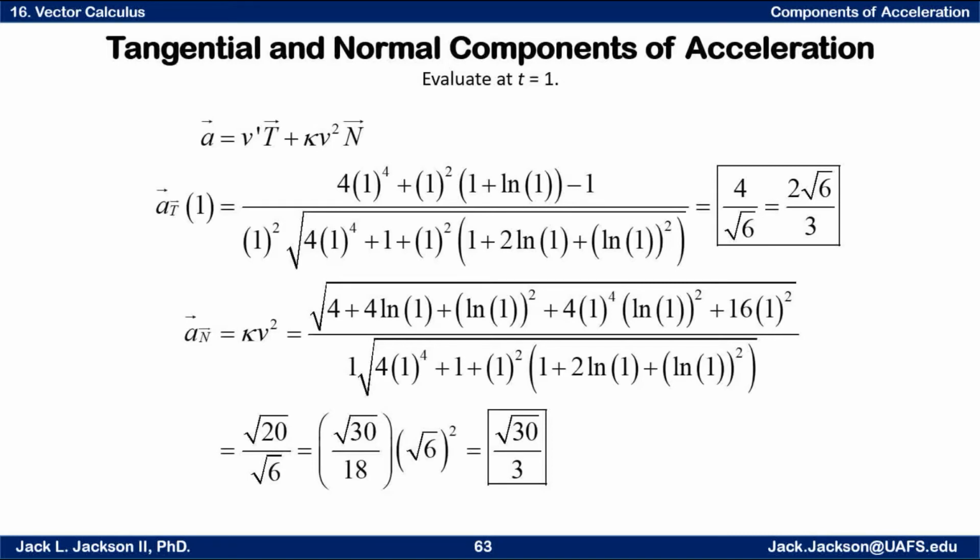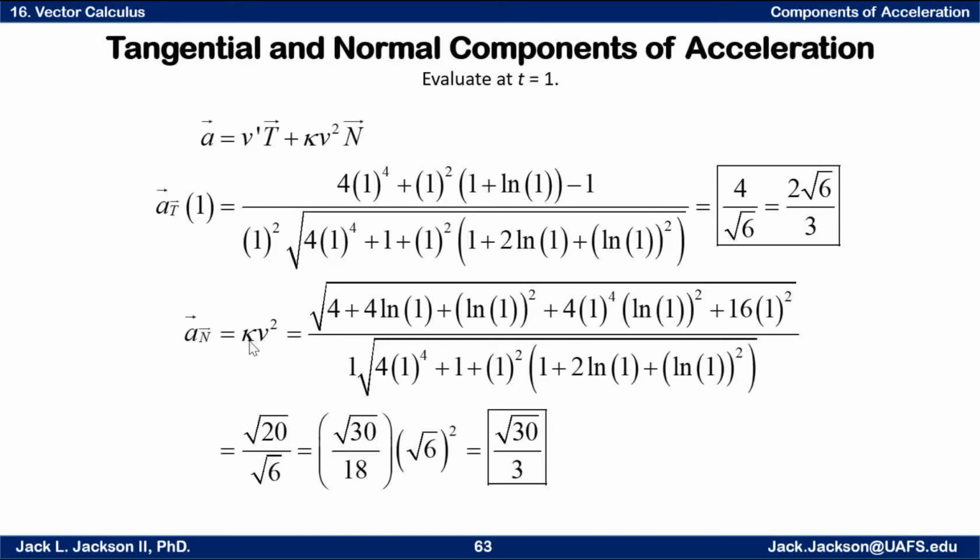The normal component is this formula that we had here and plug in 1 everywhere. And if you work that out, again, this denominator is the same expression we had right here. So we already know that's the square root of 6 times 1 is still square root of 6. And we have to work this out here. So there's a 4 plus 0 plus 0, still 4. Another 0, that's still 4. And in 16, that's 20. So it's the square root of 20 over square root of 6.